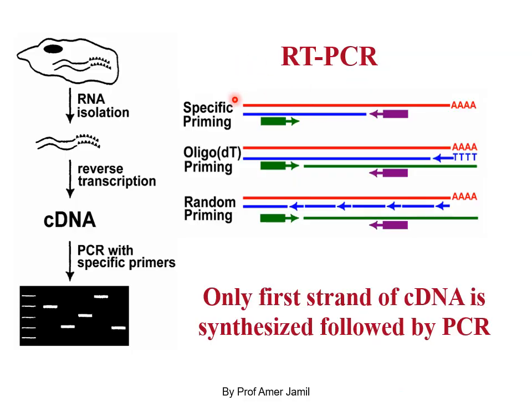As I mentioned, you can make a specific priming, or you can use oligo dT from the poly-A tail, or you can do random priming. It depends on the nature of your experiment. You can use different primers depending on the experiment you are doing. Only the first strand of cDNA is synthesized, followed by PCR in RT-PCR. This is not real-time PCR, this is reverse transcription PCR. Real-time is different, that is quantitative PCR.